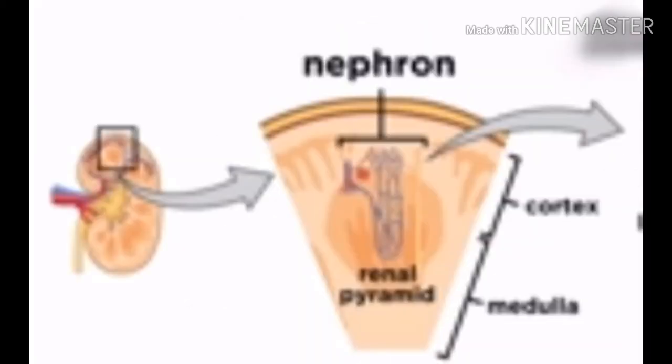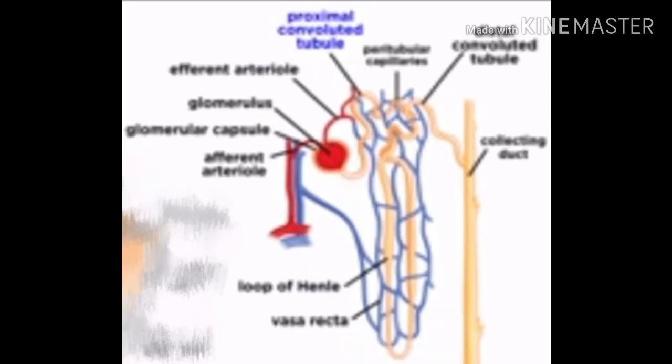The filtration occurs in tiny units called nephrons, each of which consists of a renal corpuscle that sits in the renal cortex and a renal tubule that extends from there into the medulla and then back into the cortex. The corpuscle contains a bunch of capillaries called a glomerulus, which sits upon the glomerular capsule. Fluid from the bloodstream will enter the capsule and then the renal tubule. This tubule has three sections: a proximal convoluted tubule, the loop of Henle, and then the distal convoluted tubule, which again has many turns.